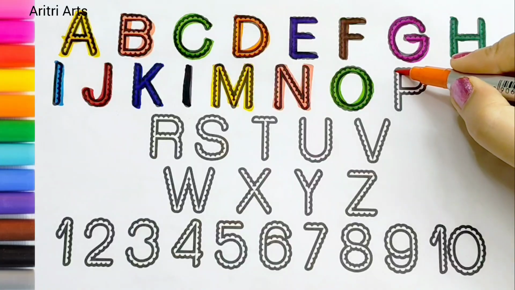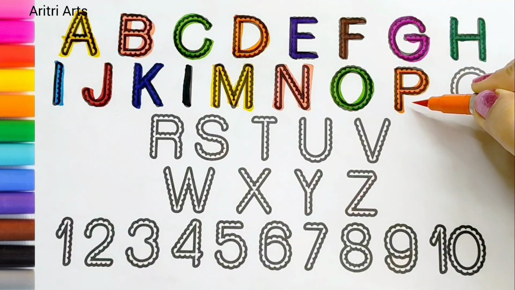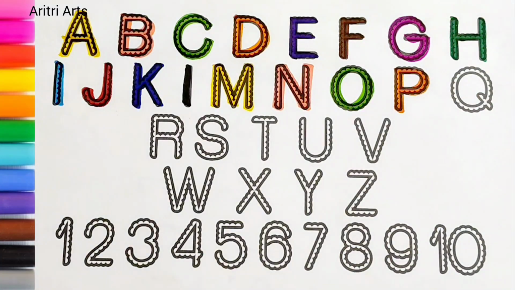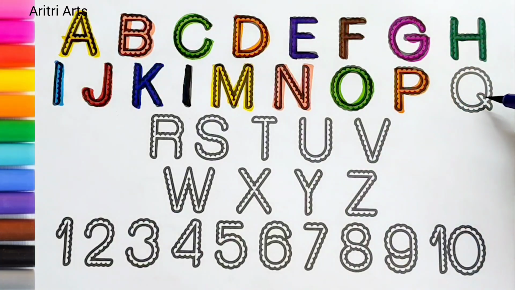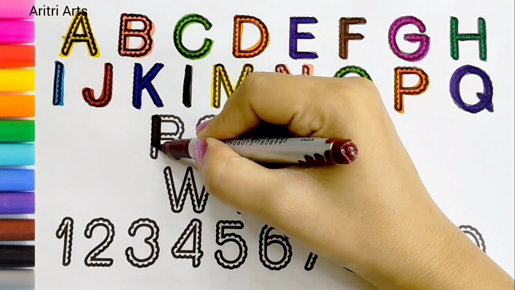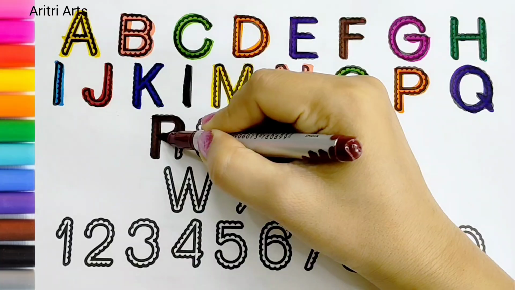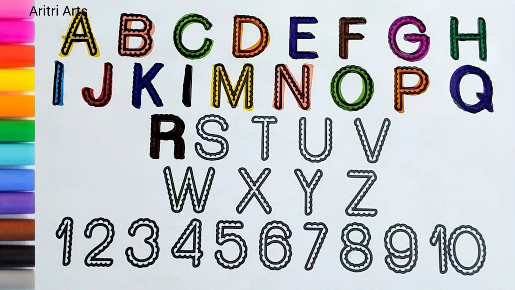Orange color. P for panda. Purple color. Q, Q for queen. Brown color. R, R for rainbow.